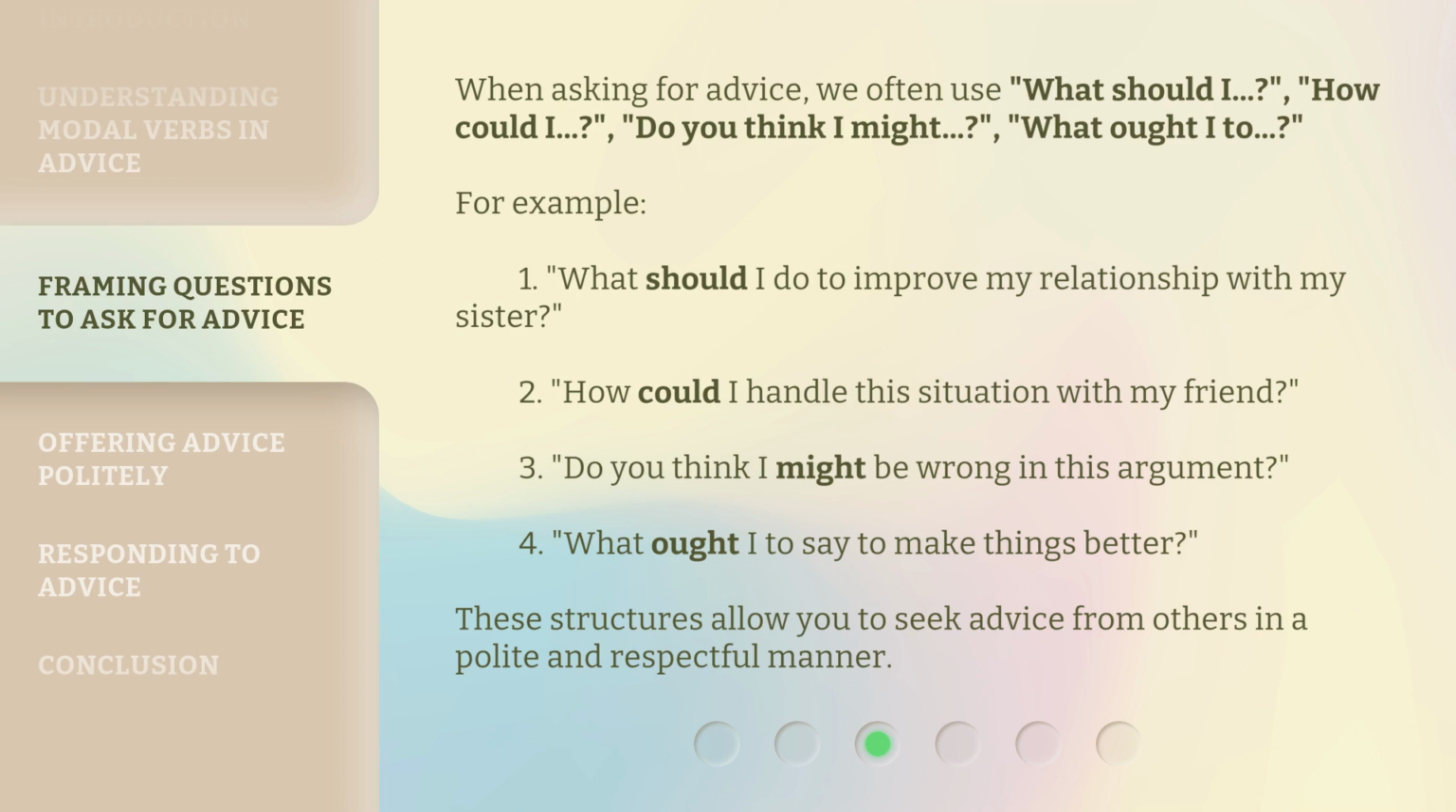When asking for advice, we often use, "What should I? How could I? Do you think I might? What ought I to?" For example, 1. What should I do to improve my relationship with my sister? 2. How could I handle this situation with my friend? 3. Do you think I might be wrong in this argument? 4. What ought I to say to make things better? These structures allow you to seek advice from others in a polite and respectful manner.